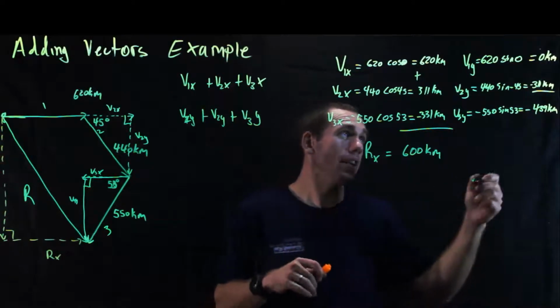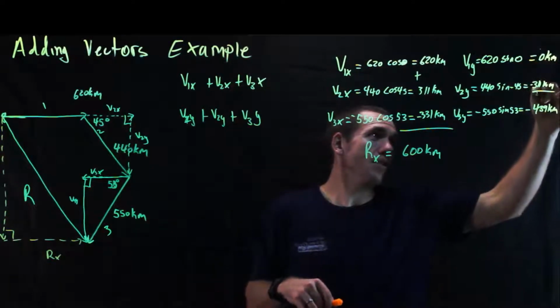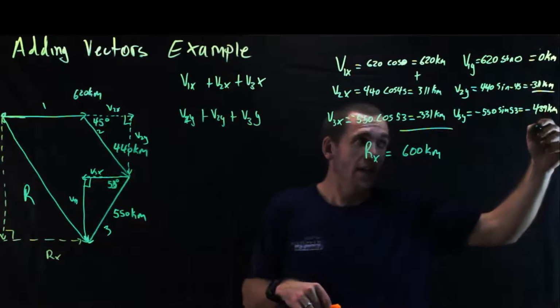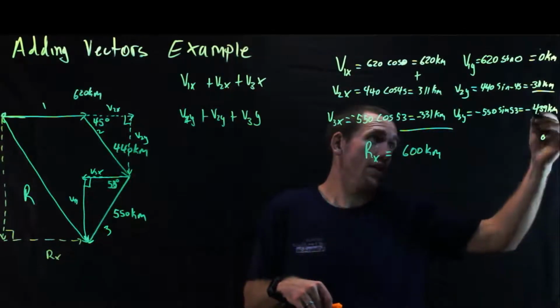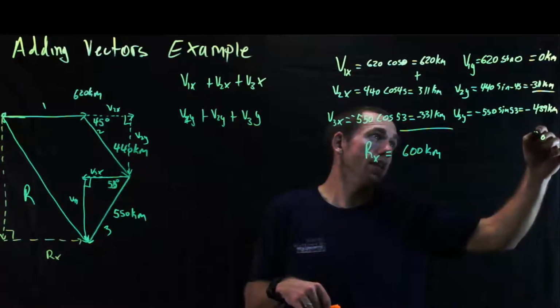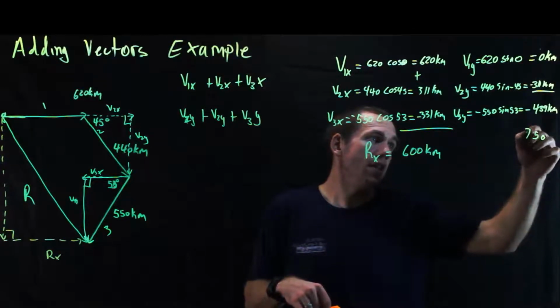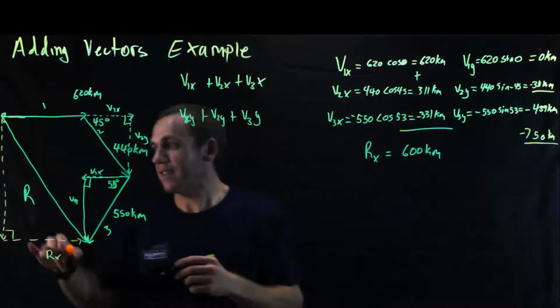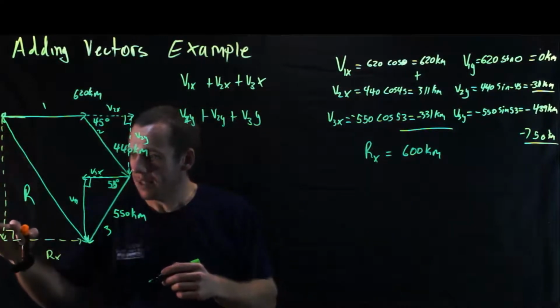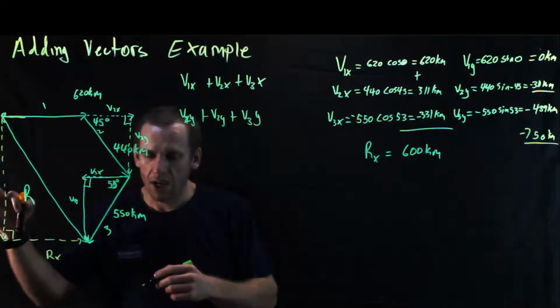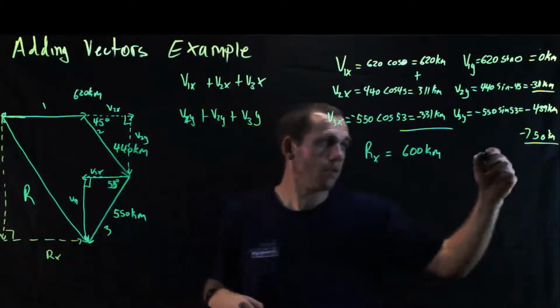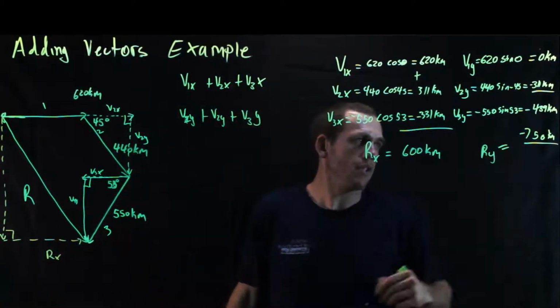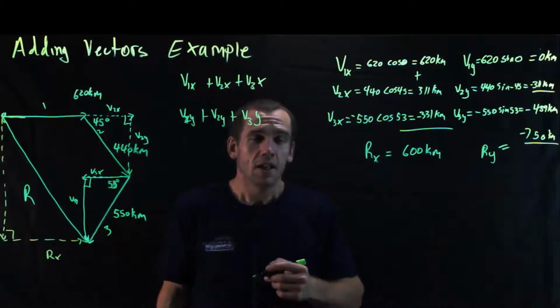So that does make sense that I have a positive x component for my resultant vector. Now in my y direction, I have 0, minus 311, minus 439. And so 1 and 9 is 10, 3 and 1 is 4, 5, and 7. Negative 750 kilometers. And again, that negative 750 makes sense because down here I do have a negative resultant vector. So my resultant in y is equal to that negative 750.